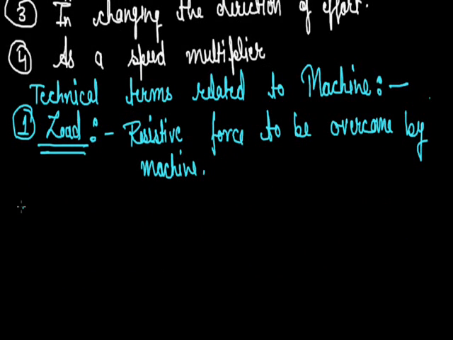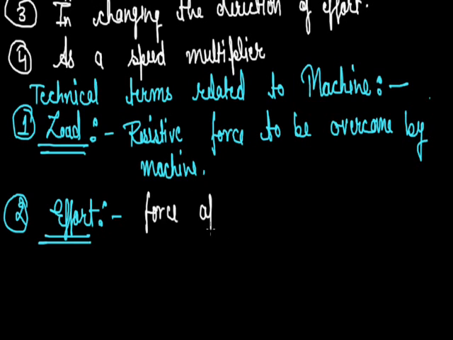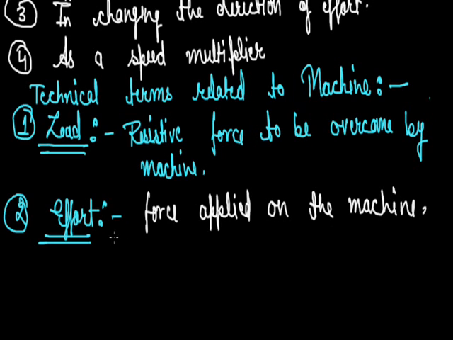Next, effort. The force applied on the machine is known as effort. It is denoted by capital E, and since it is a force, it is measured in Newton in the SI system, and in the CGS system it is measured in dyne.